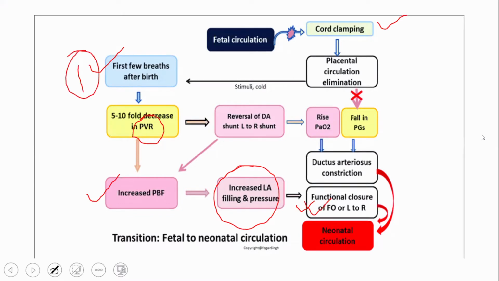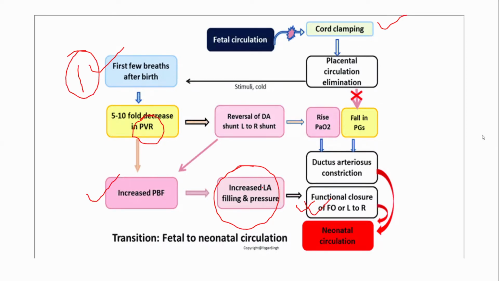So when the baby takes a breath, there is a decrease in the pulmonary vascular resistance because the alveoli will open up. When there is a decrease in the pulmonary vascular resistance, pulmonary blood flow will increase. More blood will enter the lungs, and from the lungs it will return to the left atrium. So the left atrial pressure will increase more than the right atrial pressure, and that causes closure of the foramen ovale.